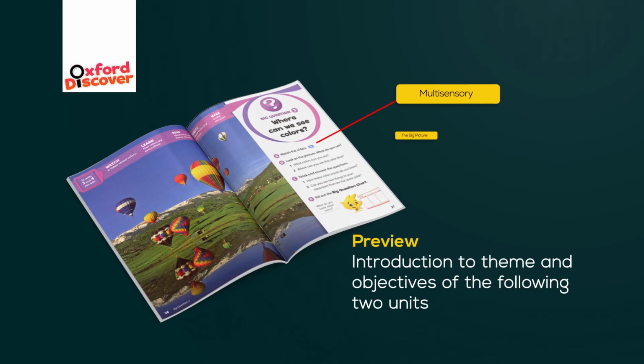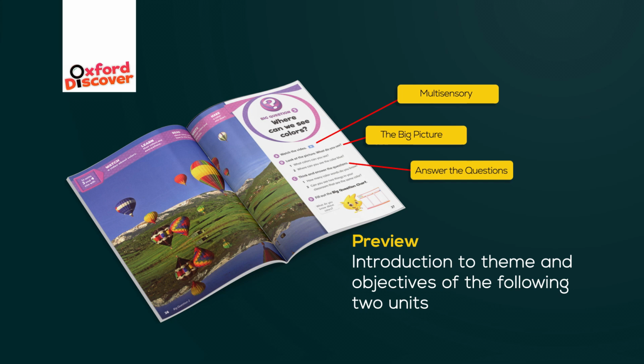Let's take an example of a page from Unit 3 and 4. It starts with a big question: where can we see colors? Students will watch the video for observation. The next step is for students to explore, to observe and explore. The third step would be to discover and use communication and collaboration in class to enhance learning.